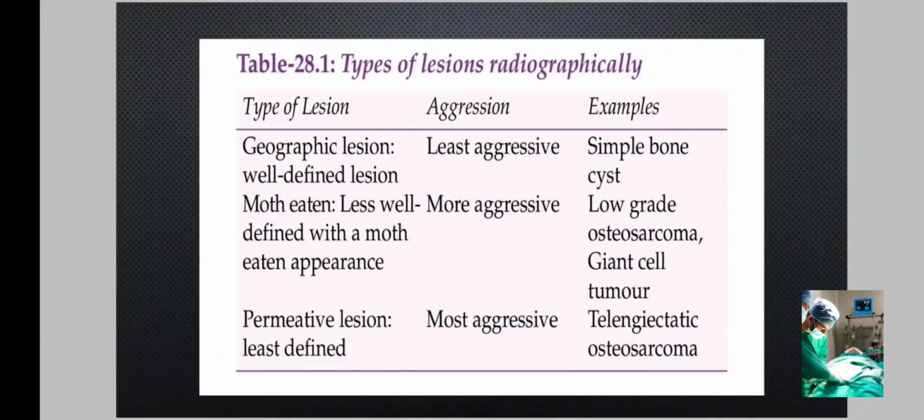Then there comes the most aggressive one, that is the permeative lesion. Permeation means the tumor has basically spread to the surrounding structures. So you cannot tell exactly where the boundary is, so these are least defined. So the most aggressive variety, you can say telangiectatic osteosarcoma, can come under this category.